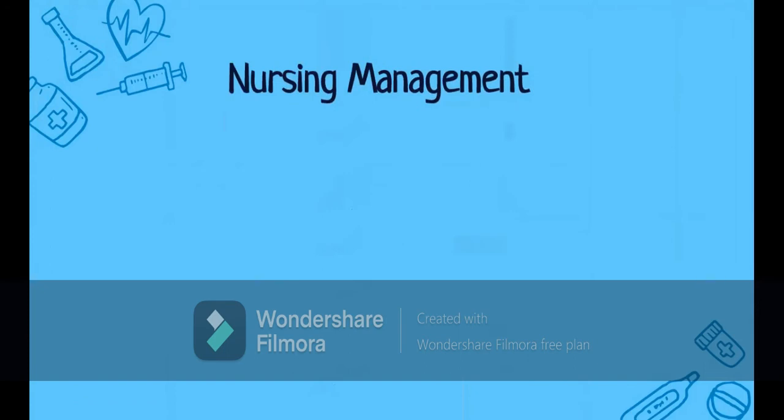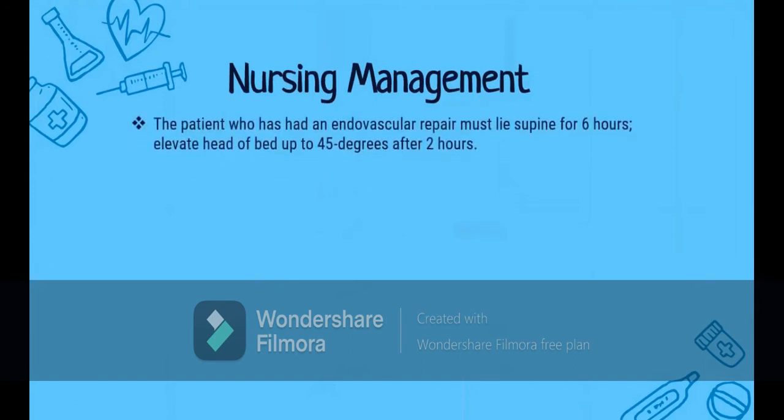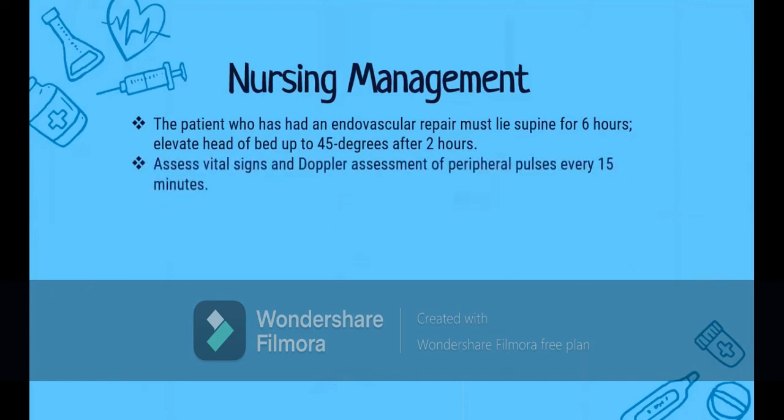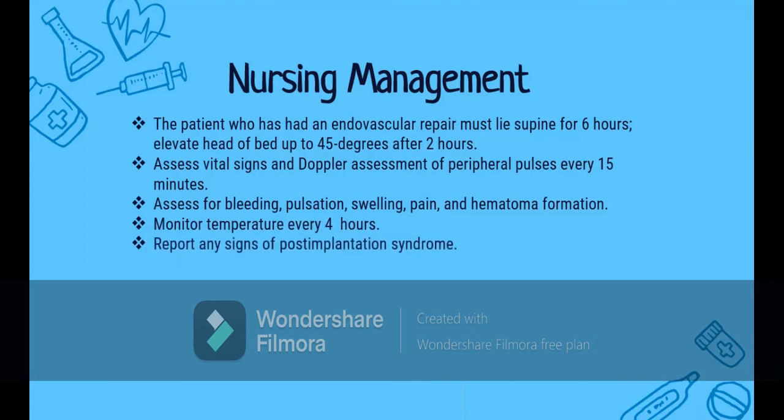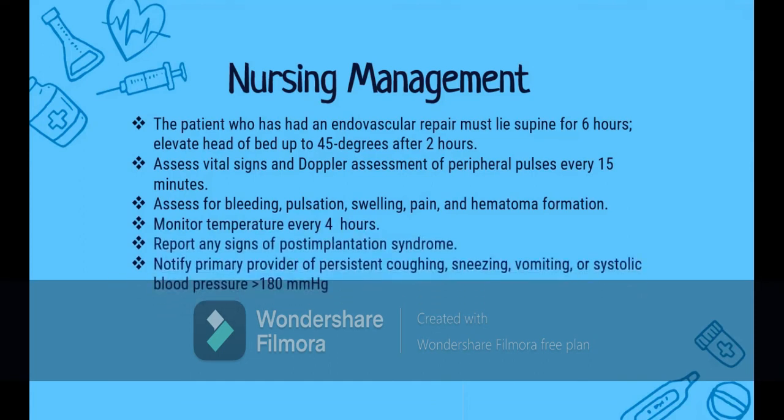For the nursing management, the patient who has had an endovascular repair must lie supine for 6 hours. Elevate head of bed up to 45 degrees after 2 hours. Assess vital signs and Doppler assessment of peripheral pulses every 15 minutes. Assess for bleeding, pulsation, swelling, pain, and hematoma formation. Monitor temperature every 4 hours. Report any signs of post-implantation syndrome.